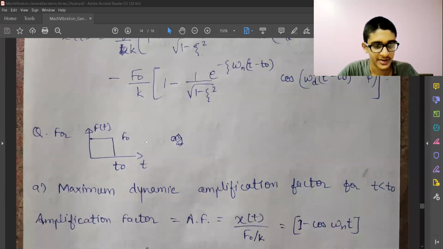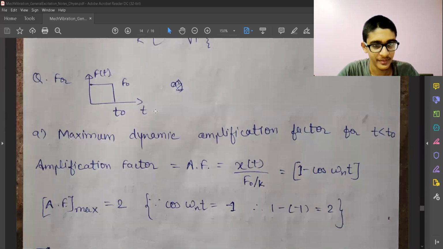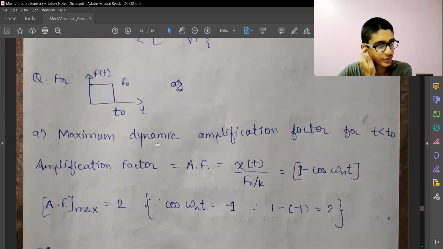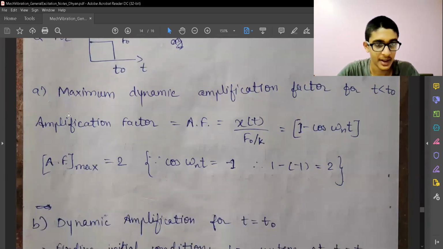Let's look at another question. For the same representation of the forcing function, we need to find a thing which is called the maximum dynamic amplification factor for t less than t0. That amplification factor is defined as something like this: AF is equal to x of t upon f naught by k. So f naught by k, I said earlier, is some type of displacement because it is force upon stiffness. And for the simplest case where we have no time delay and no damping, this was the expression for x of t.